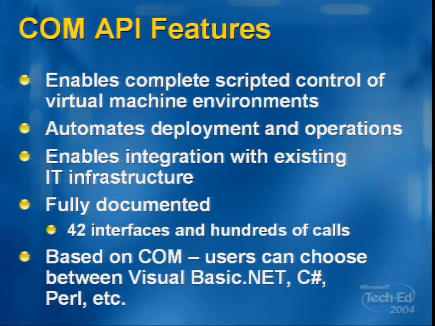There are 42 interfaces in the COM API. There are literally hundreds of methods associated with it. Just like any COM API, it has a hierarchy. You start with your virtual server object, and then the virtual server object has enumerations for virtual machines, so you can go find a particular virtual machine. It has enumerations for your network, so you can go find a particular network. It has ways to create new virtual machines, so you can actually dynamically rack hardware.